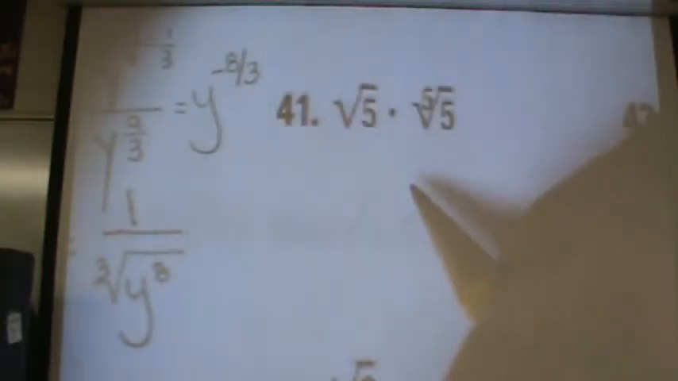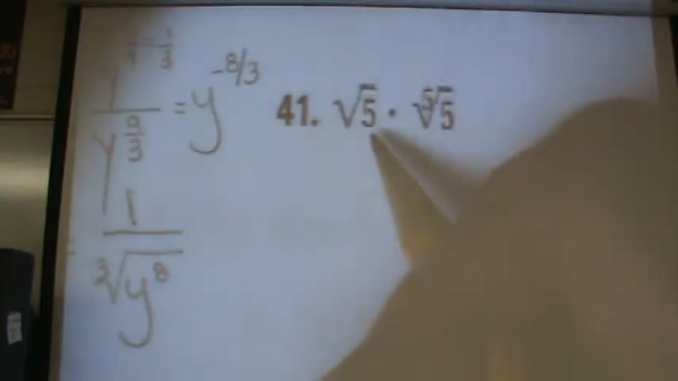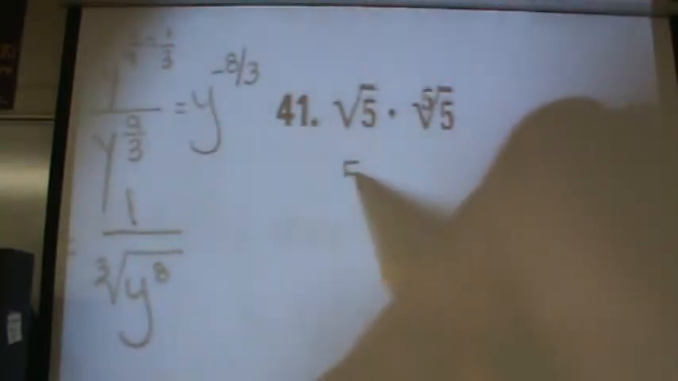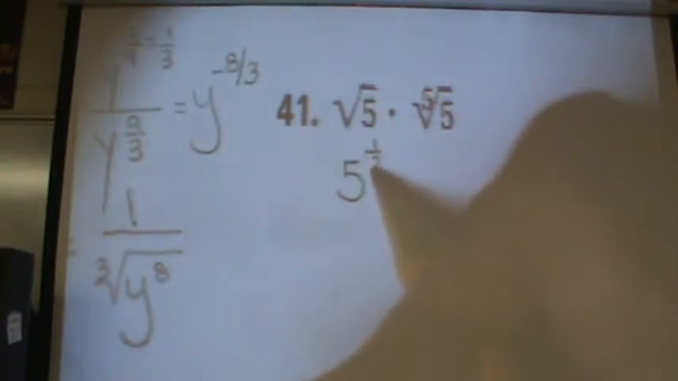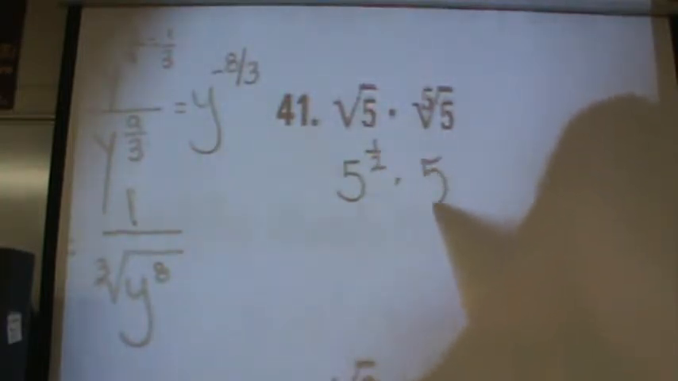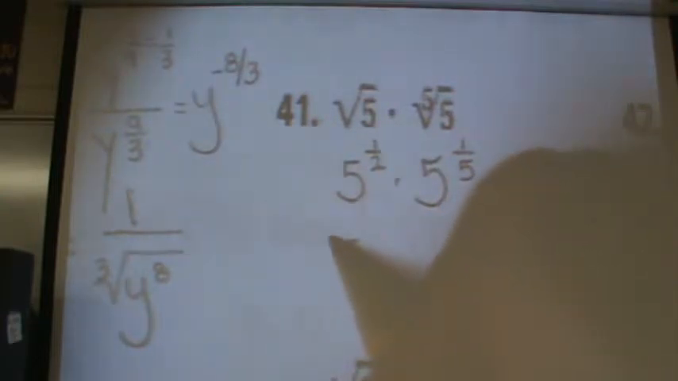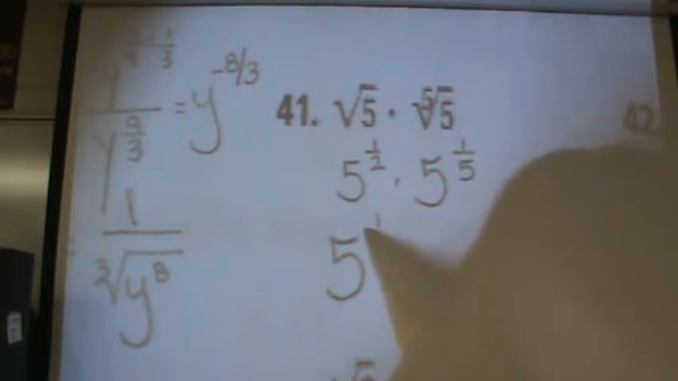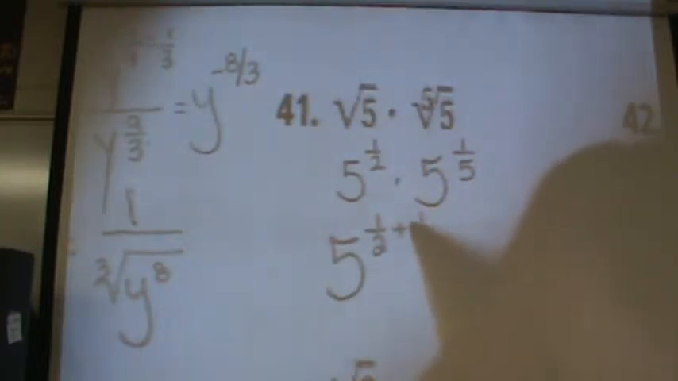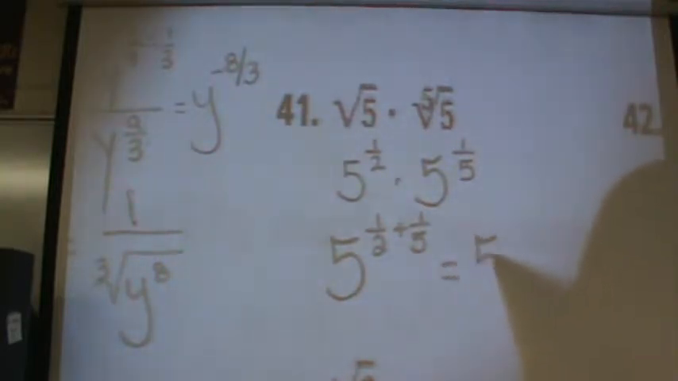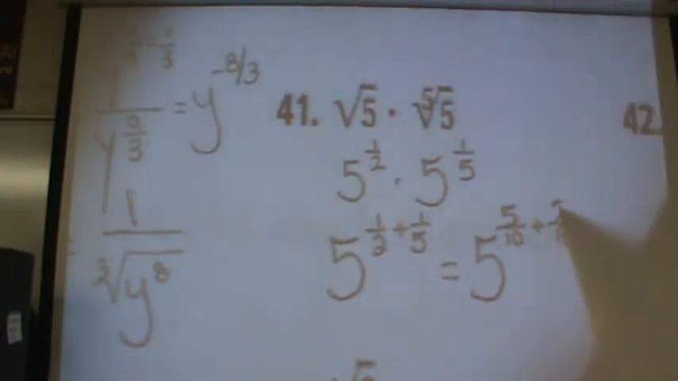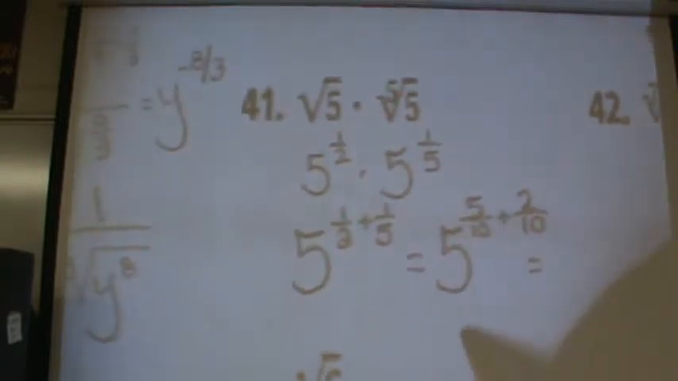How are you gonna rewrite this? It would be the 5 to the 1/2. And then it'd be 5 to the 1/5. Good. And now what are you gonna do with these 2 exponents? Add them. Yep, and what do you get? What's the common denominator? 10. So 5/10 plus 2/10 is 7/10.